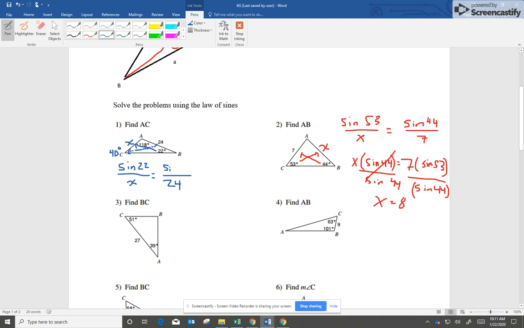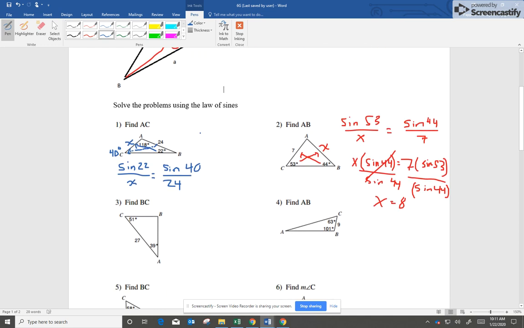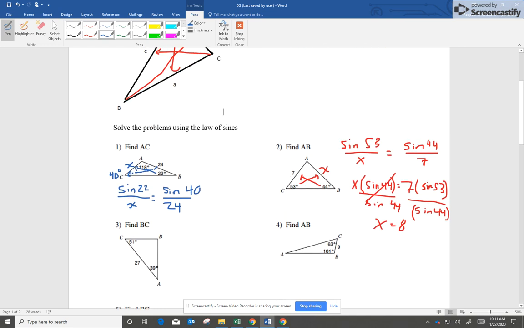So then we'll have sine 40 over 24. Again, this only works the way we had it written up here when the angle is matched up with the side that's across from it. Okay. So we'll cross multiply those, get x by itself.